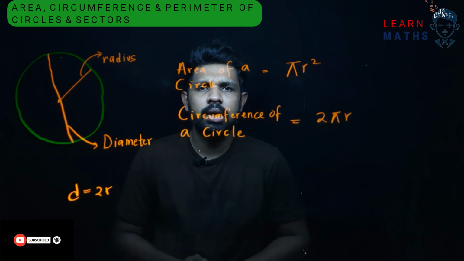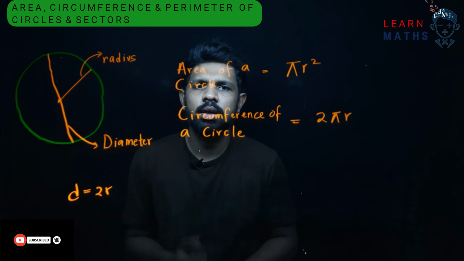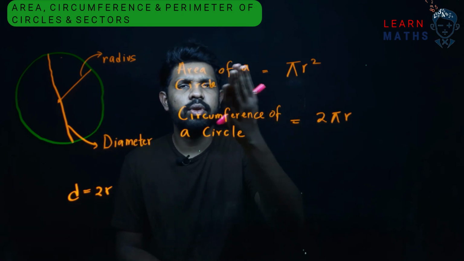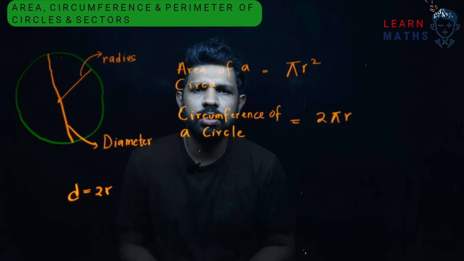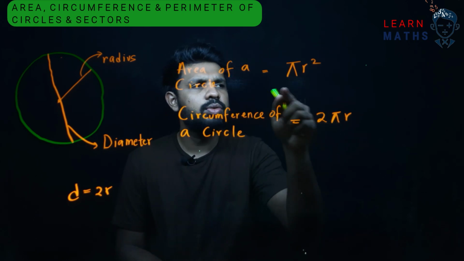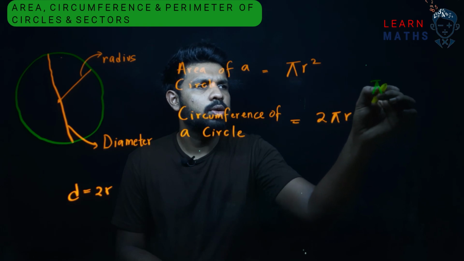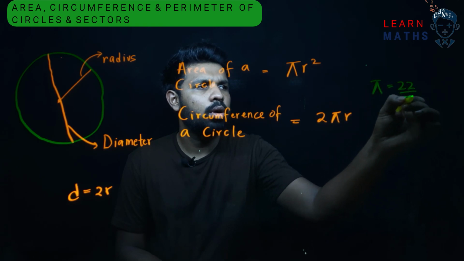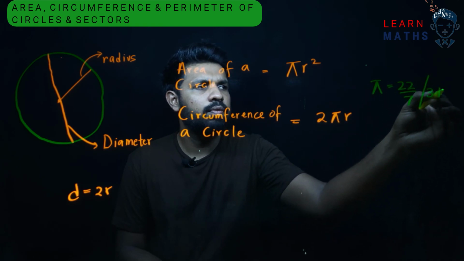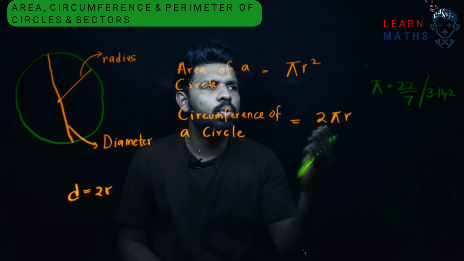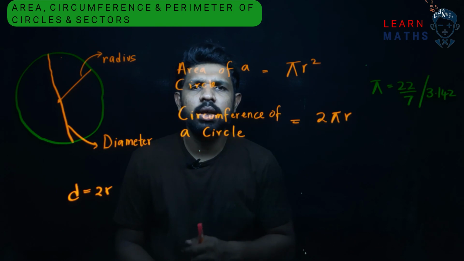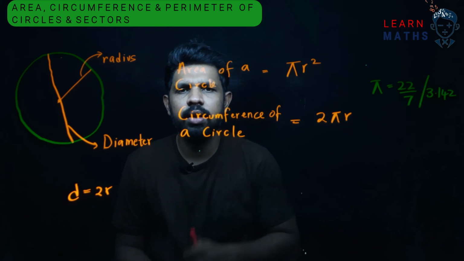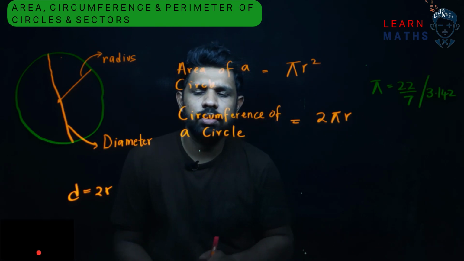So these are the two main equations with respect to a circle. This is pi r squared for the area of the circle, and then 2 pi r, that is the circumference of a circle. And the value of pi can be taken as 22/7 or 3.142. So you can substitute one of these values for pi when you do calculations. Let's see how to use these equations and find the area and circumference of a circle.